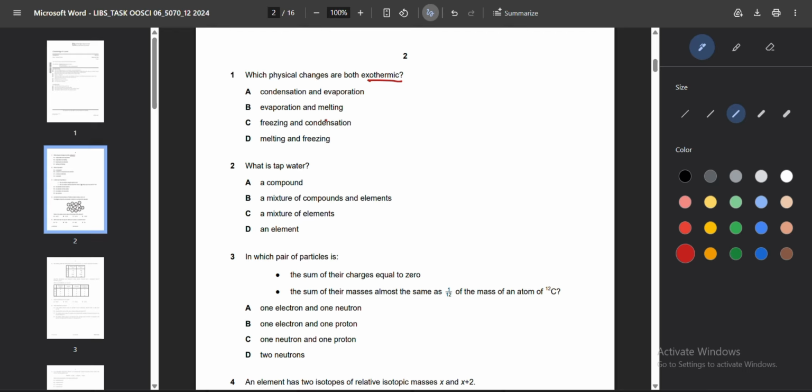In freezing and condensation, whenever the particles come close together, the process is usually exothermic. So that means our correct option is option C.